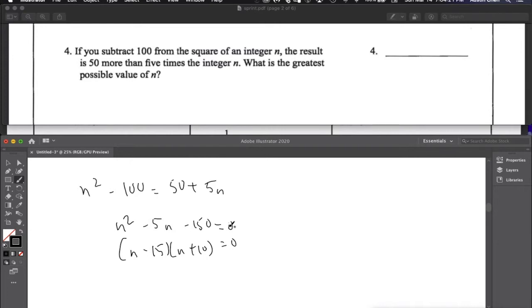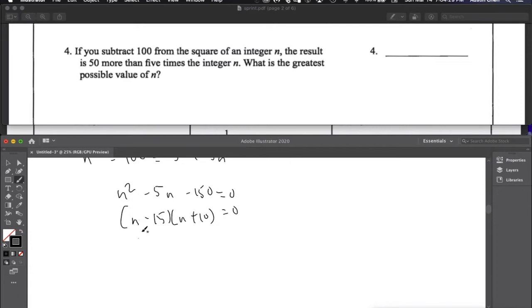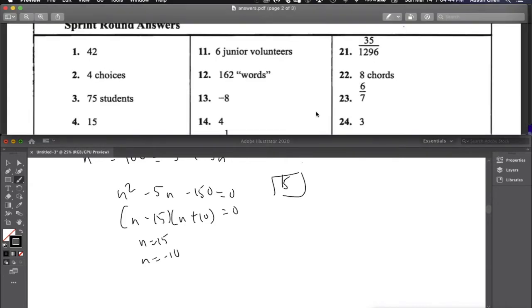So if this equals 0, then we see our solutions of n, right? It's where either n minus 15 equals 0 or n plus 10 equals 0. So in this case, we're going to have n equals 15, and our other case is going to be n equals negative 10. And then if we just want the greatest possible value of n, it's just going to be 15. And yeah, that is the answer.